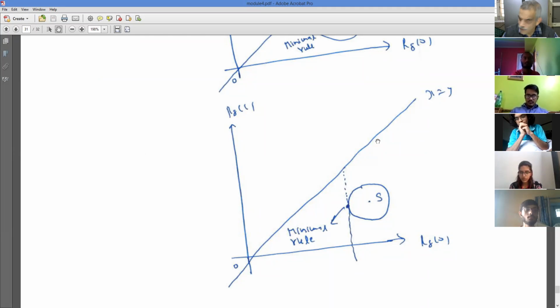So for example, these are convex sets, and by the result which I stated but did not prove, there will always be a decision problem for which this set would be a risk set. In that decision problem, the minimax rule would be over here. Is that okay?